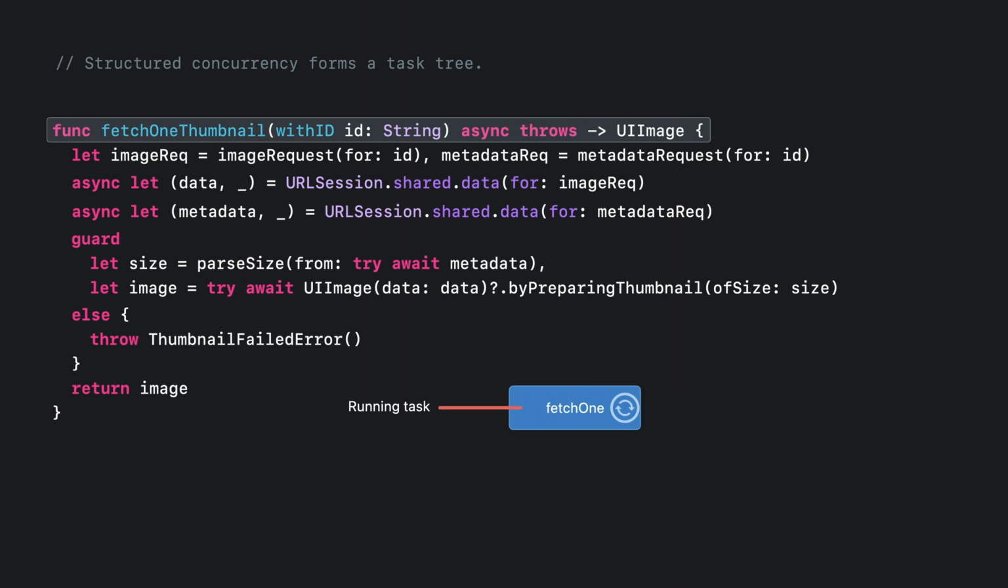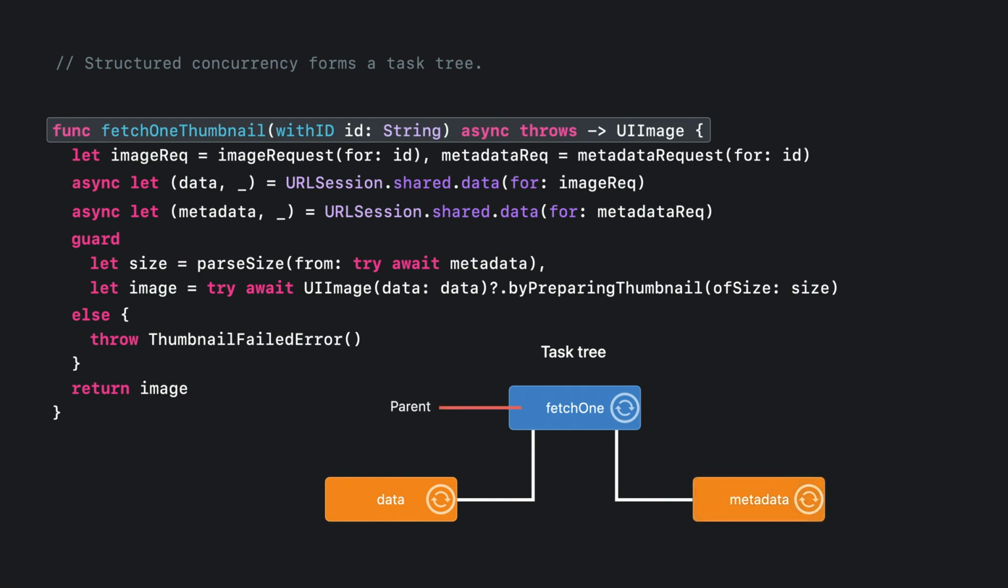When creating a new structured task, like with async let, it becomes the child of the task that the current function is running on. Tasks are not the child of a specific function, but their lifetime may be scoped to it. The tree is made up of links between each parent and its child tasks. A link enforces a rule that says a parent task can only finish its work if all of its child tasks have finished.